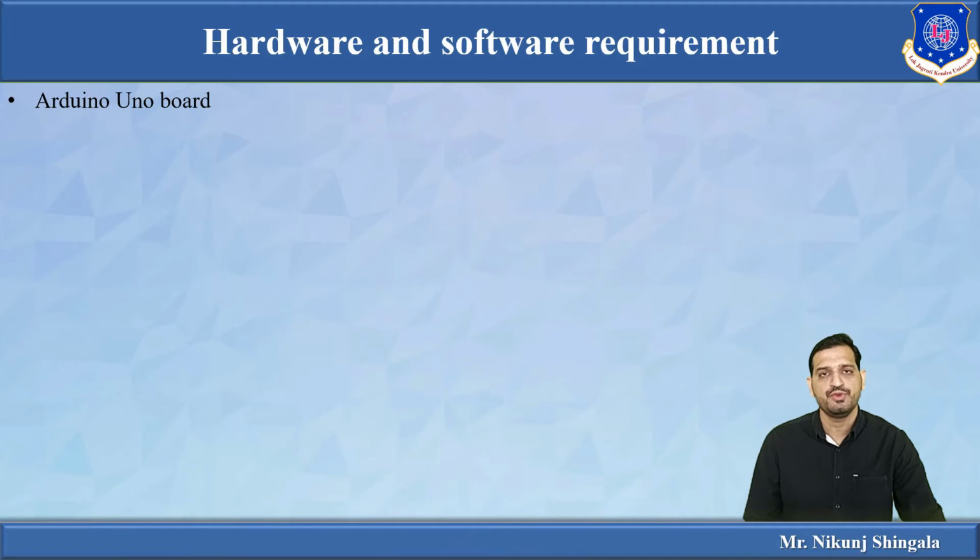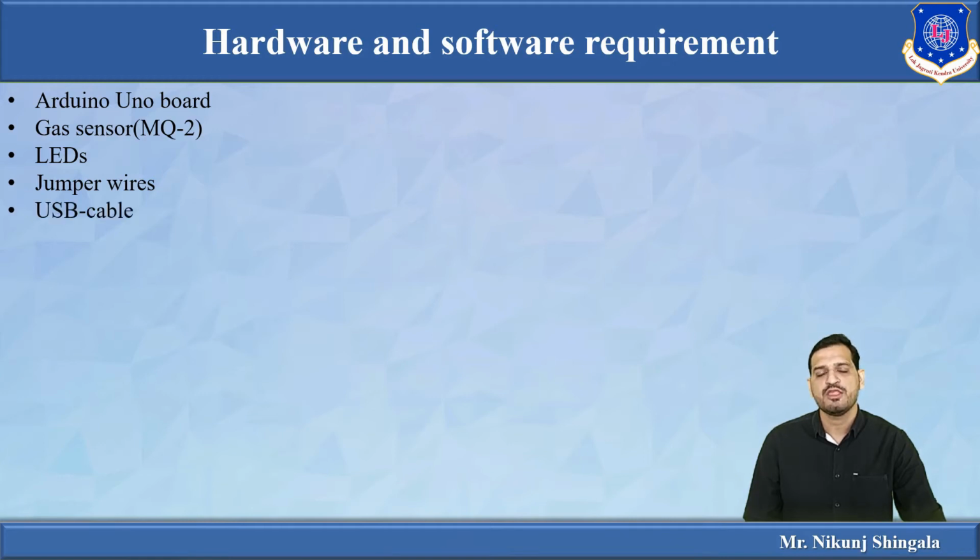So first one is the Arduino Uno board. You can also use the Nano one. Gas sensor: different kinds of gas sensors are available, MQ2, MQ4, but I am using the MQ2 gas sensor. The third one is the LEDs, which are used to indicate that gas or smoke has been detected. Then jumper wires for connection of LEDs and gas sensor with the Arduino board. Then a USB cable for connection of the Arduino Uno board with the laptop or PC, or for giving the supply to the Arduino board and uploading the program in the Arduino board.